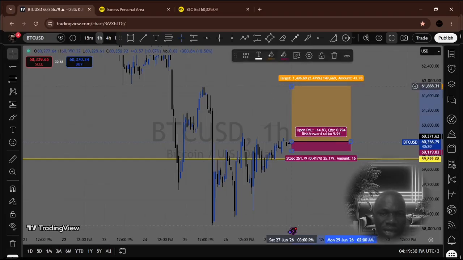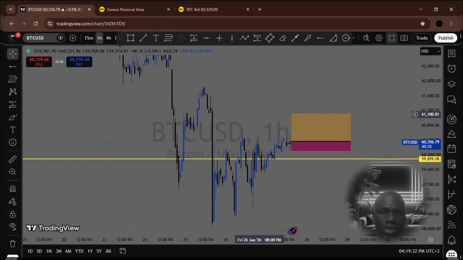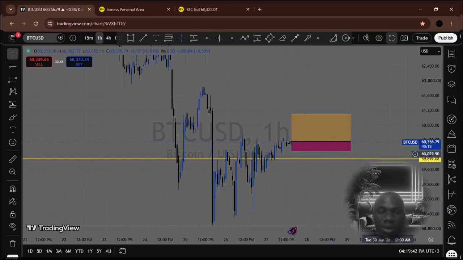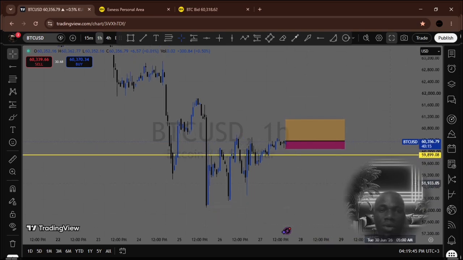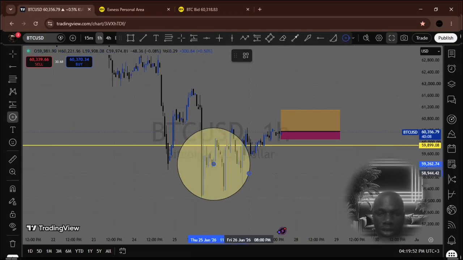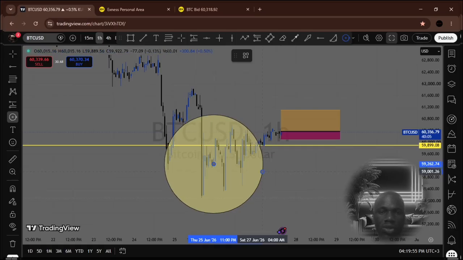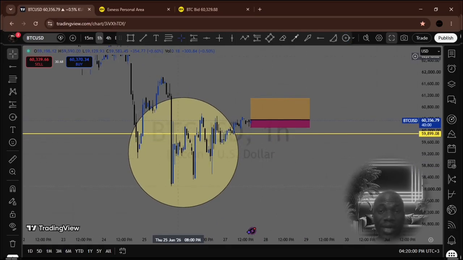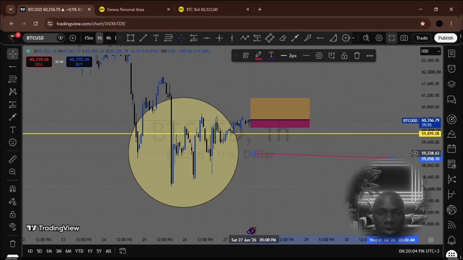and you're targeting the nearest liquidity points. So you have to target the nearest liquidity. What are the nearest liquidity points? You're a day trader now. So all these points down here, this zone, this is what we call liquidity sweeps.